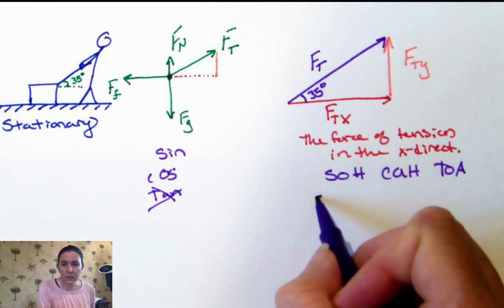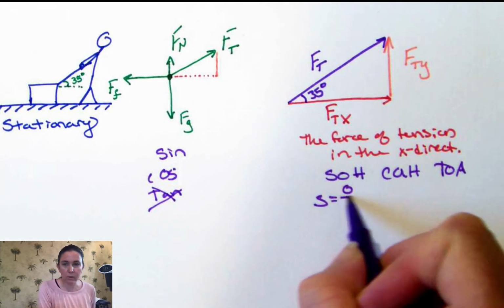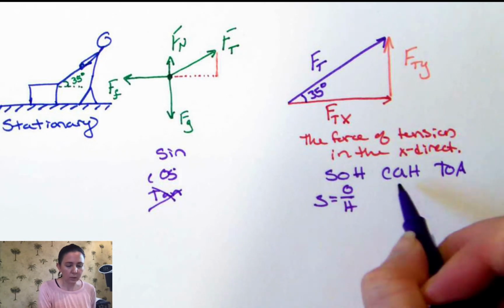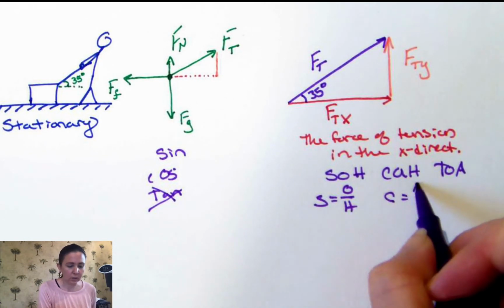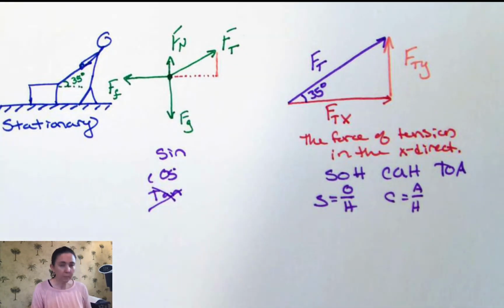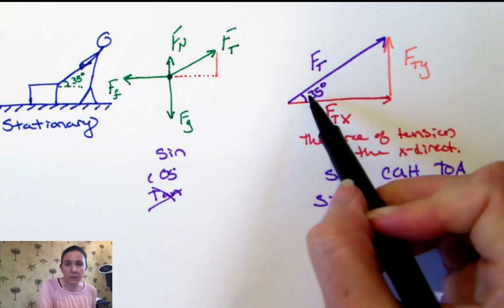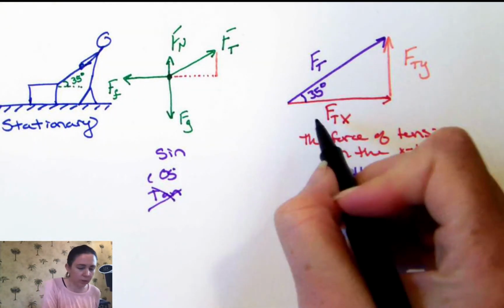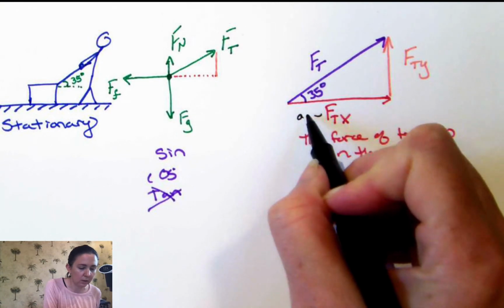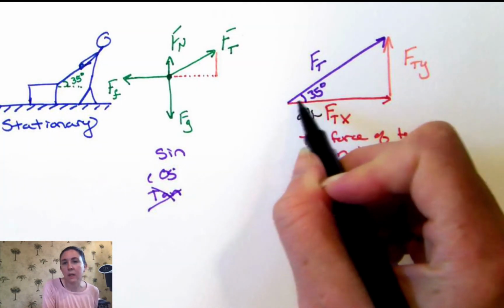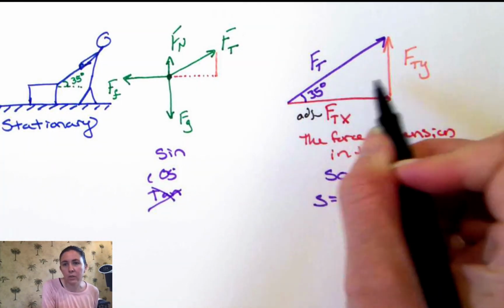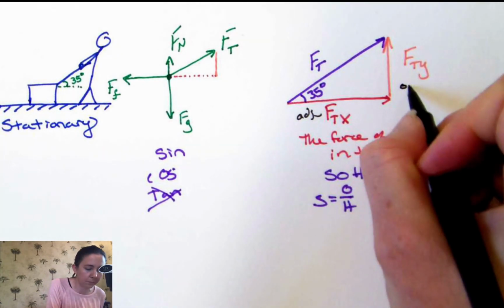Sine is the opposite over the hypotenuse. Cosine is the adjacent over the hypotenuse. The adjacent side, that's the side that is next door to the angle. So if I'm at the angle, the adjacent side touches the angle. So this is going to be my adjacent side. And then the opposite side is the one that the angle looks across to. So this is my opposite side.